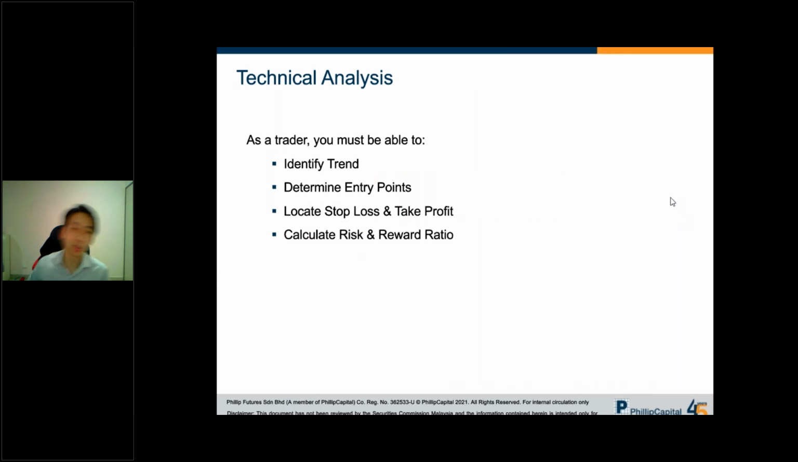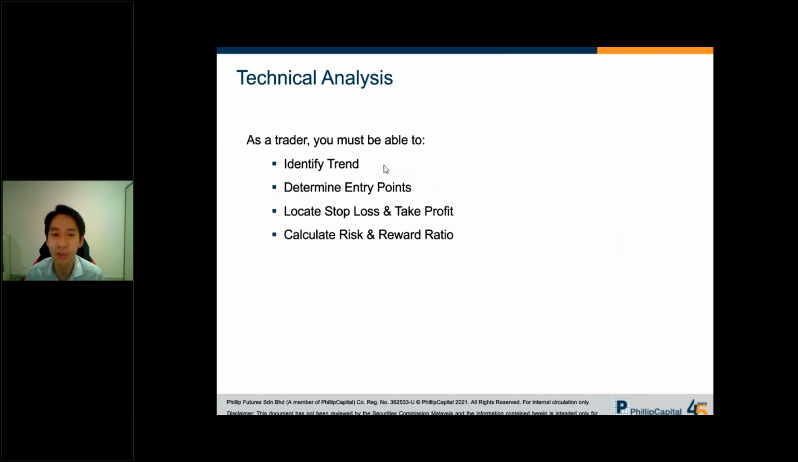As I mentioned previously, as a trader, these are some of the things that you must know before you enter the market. If you don't know any of these 4 points here, you need to go study first before you start trading, because you can't trade blindly. Otherwise, you just donate your money to the market.